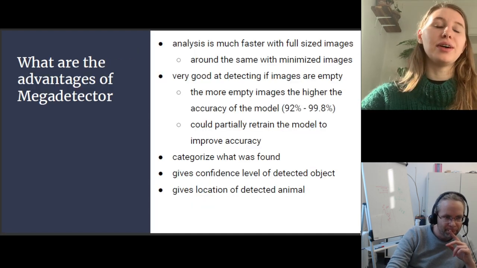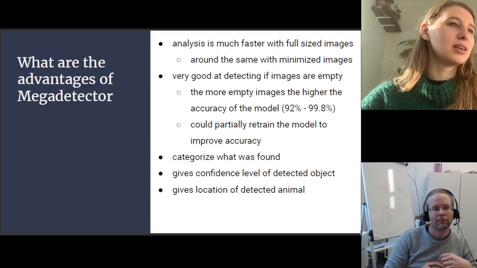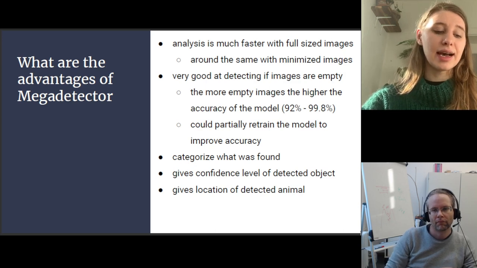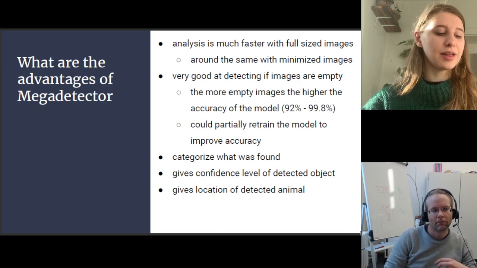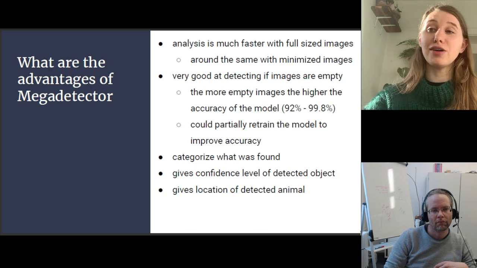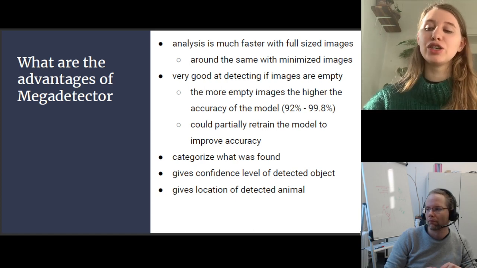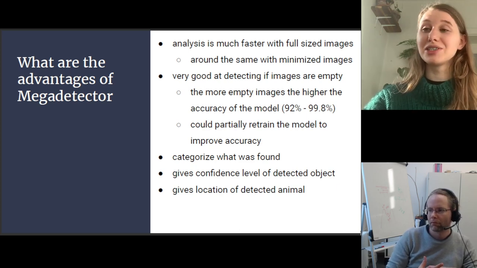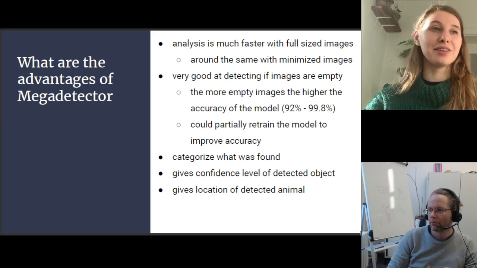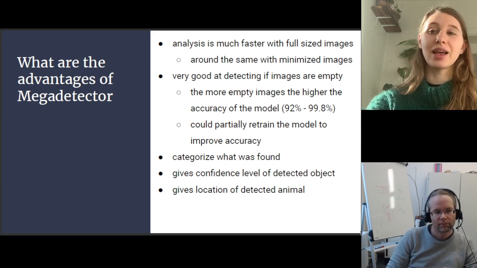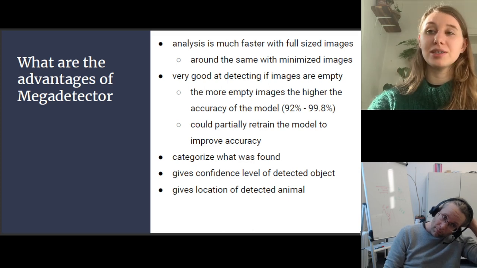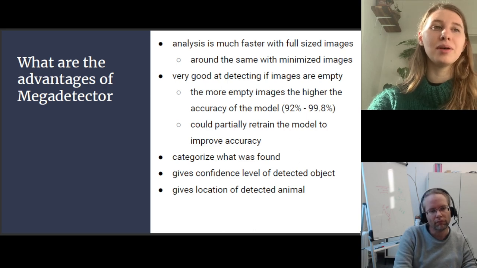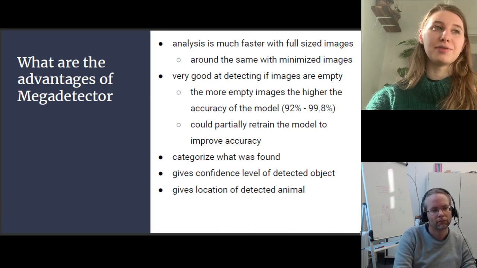Yes. So Megadetector was much, much faster than the other program. One time I did a test, and the other program, Animal Spotter, took around 7 hours, and Megadetector took around 1.5 hours. So a lot less time, which is really important when you have to do a lot of images. And even though I resized the images, it didn't really make any difference for the Megadetector program, but for the other program, it was much faster.